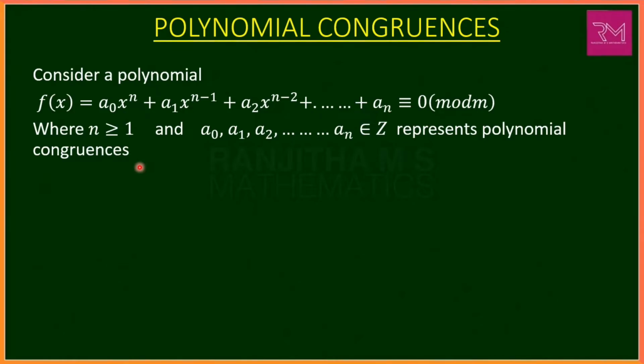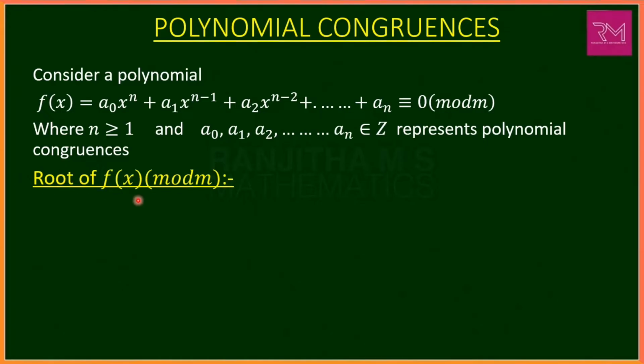So the definition of a polynomial congruence is a congruence of the form a0 x^n + a1 x^(n-1) + and so on up to an, which must be congruent to 0 mod m, where n is greater than or equal to 1 and a0, a1, etc. up to an belong to the integers Z. So this congruence represents polynomial congruences.